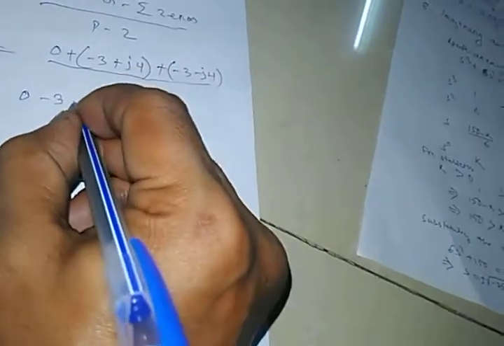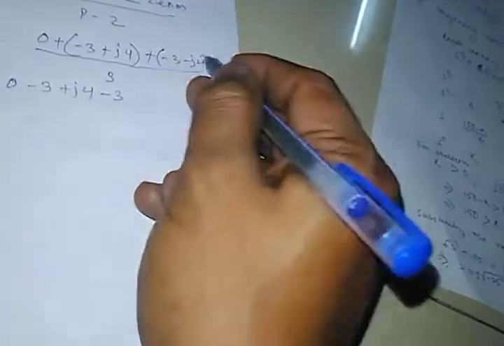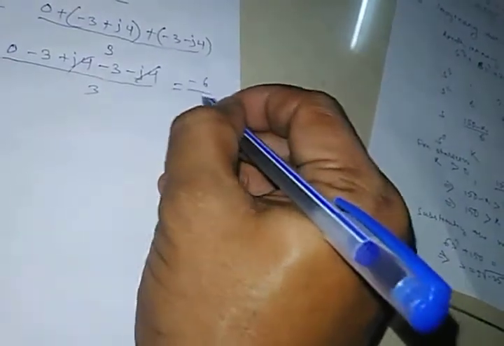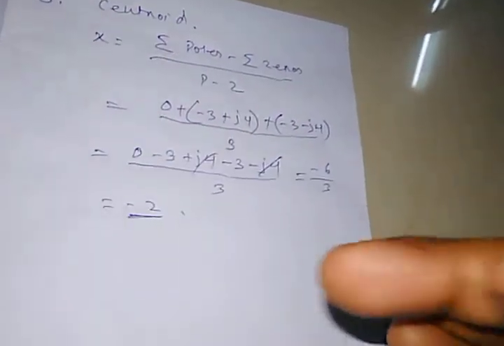P minus Z, where P equals 3 and Z equals 0, so P minus Z is 3. When I expand this, 0 minus 3 plus j4 minus 3 minus j4, divided by 3. The j4 parts cancel out, leaving minus 6 by 3 equals minus 2. So minus 2 is the centroid. And at the centroid we draw the asymptotic lines.